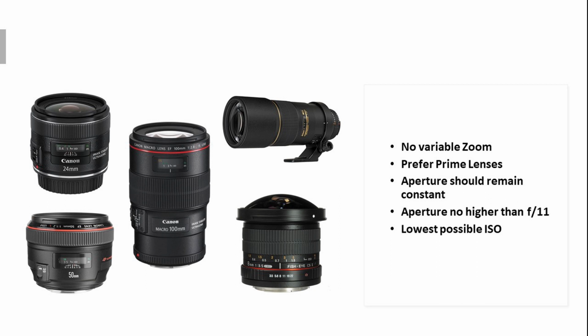It is also important to note that the aperture should remain constant so as to achieve the same field of view throughout the capturing. To achieve this, you should either capture in manual mode or aperture priority mode, in which you set the aperture and the camera sets accordingly the other settings. It is good practice not to set the aperture higher than f11. You should also use the lowest possible ISO setting, since the higher the ISO, the more likely it is to have digital noise in your photos.